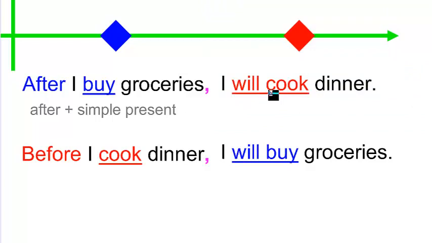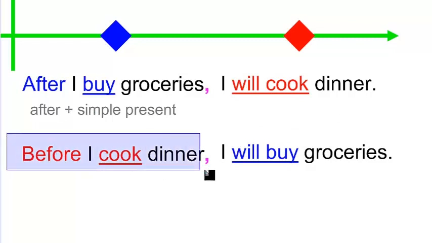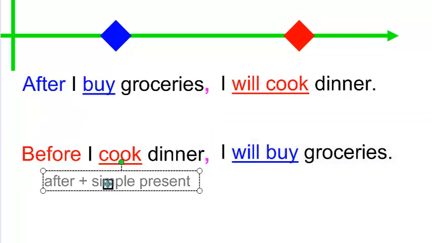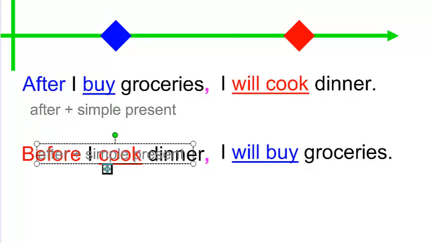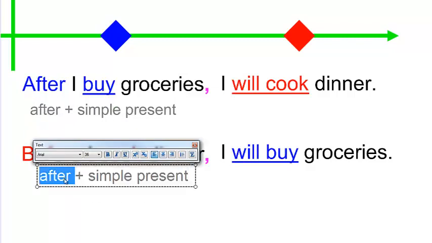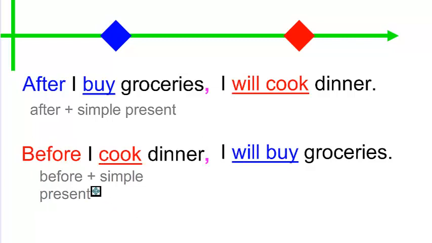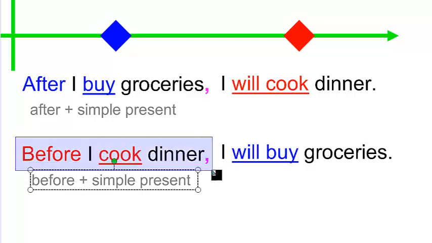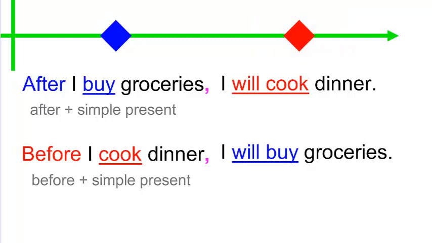But you can also change the order of these two ideas, and you could also use the other way around. You could say, well, before I cook dinner, I will buy groceries. In this case, it's very similar to before. But obviously the difference here is in the way it is said. Okay, for example, here we have before I cook dinner. This is the second event. After I buy the groceries is the first event.